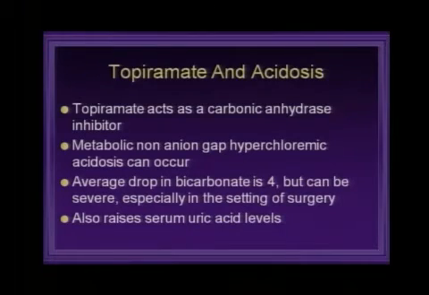So it's a carbonic anhydrase inhibitor, causes a non-gap acidosis. Average drop is 4, but it can be worse if they're going to go get surgery. And then there are some people that are just really sensitive to it, and they will end up dropping a whole lot more than 4. The other pearl about topiramate is it can raise uric acid levels as well. So it's a metabolically active drug.